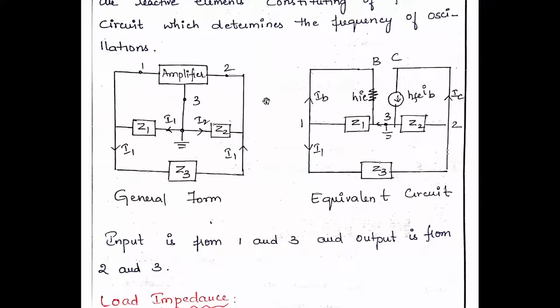Colpitts, remember two capacitors. Hartley has no C, isn't it? But L is there. So remember, two inductors and one capacitor for Hartley. For Colpitts, starting with C, remember two capacitors. Z1 is capacitor, Z2 is capacitor, Z3 is inductor. So all this we have seen.